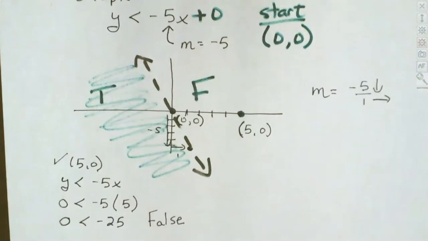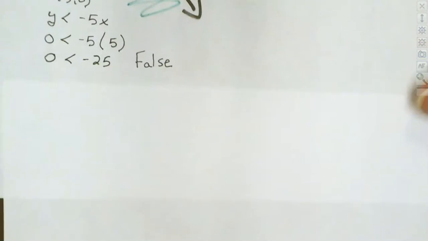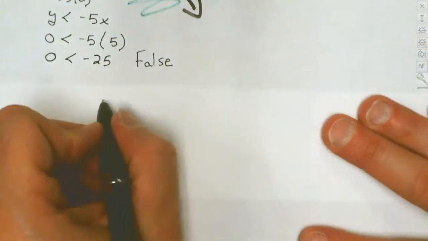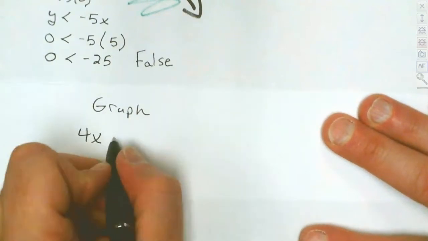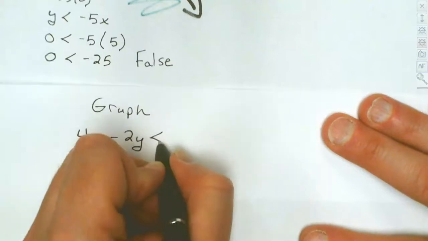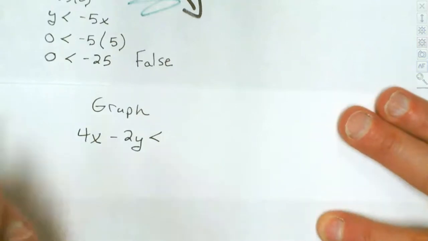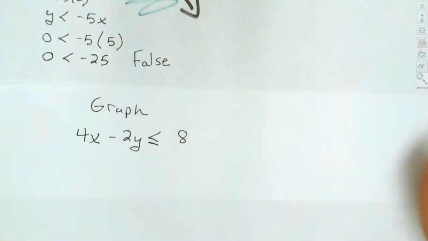I think we have enough time to do a couple more of these, just to get through this section. So let's try another one here. And let's try and graph 4x minus 2y is less than 8. Now let's make it less than or equal to, because we've done a lot of less thans and greater thans. Let's do a less than or equal to.